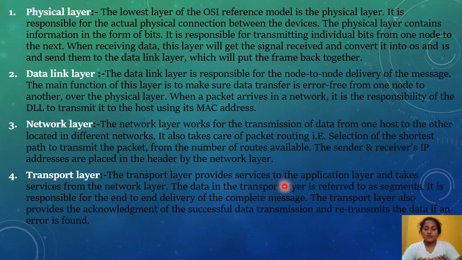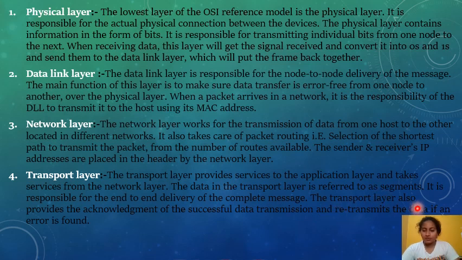The transport layer provides service to the application layer and takes services from the network layer. So here the information will be transmitted to the application layer, and the service will be needed from the network layer. The data in the transport layer is referred to as segments. Segments are the parts: one series is cut and divided into parts, and each separate part is known as a segment, and the series of these parts is known as segments. It is responsible for the end-to-end delivery of the complete message. So it should be capable of transmitting each and every message in a perfect as well as smooth way.